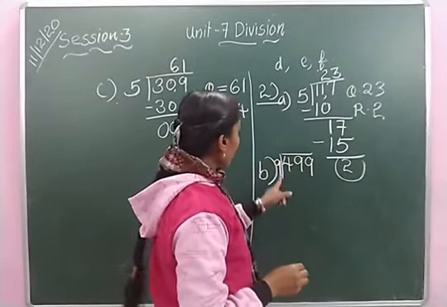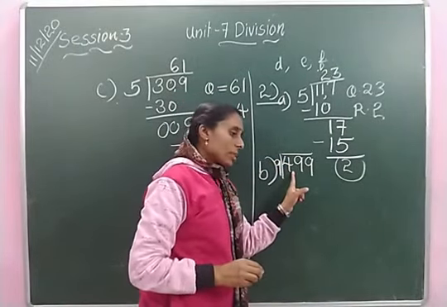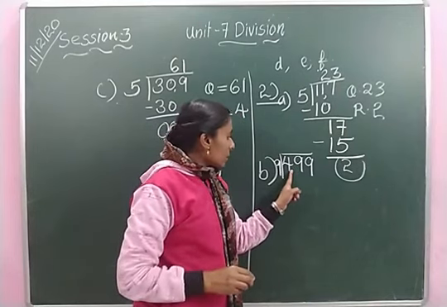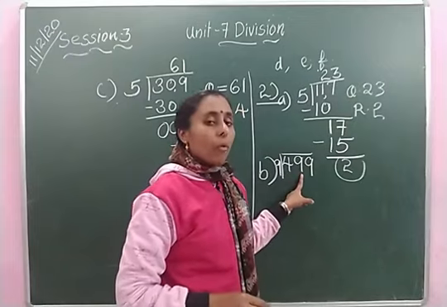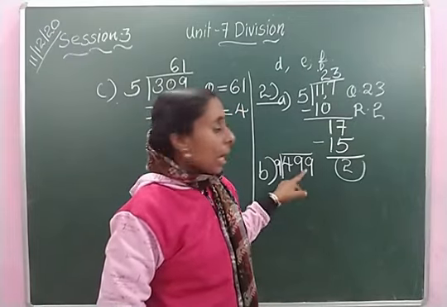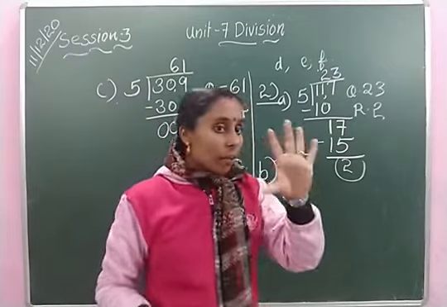499 divided by 9. First we are supposed to take 4, but this 4 is smaller than 9. So what should we do? We have to take 49. How many 9s are in 49?